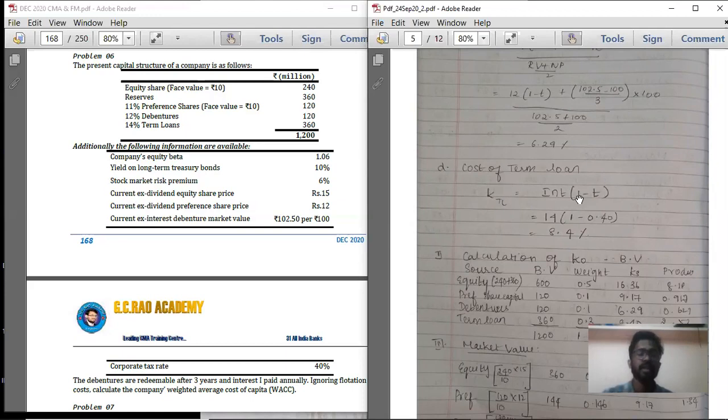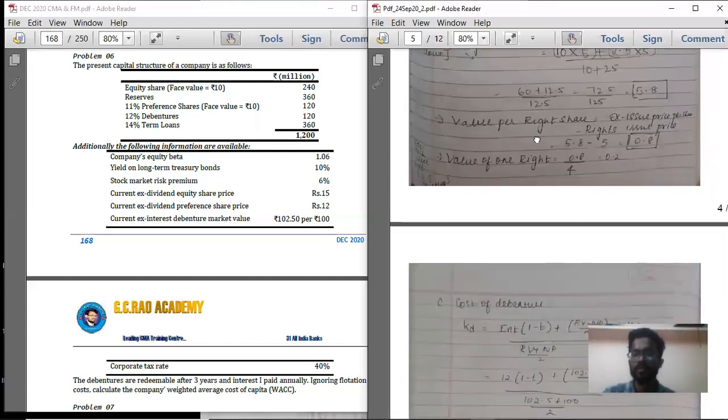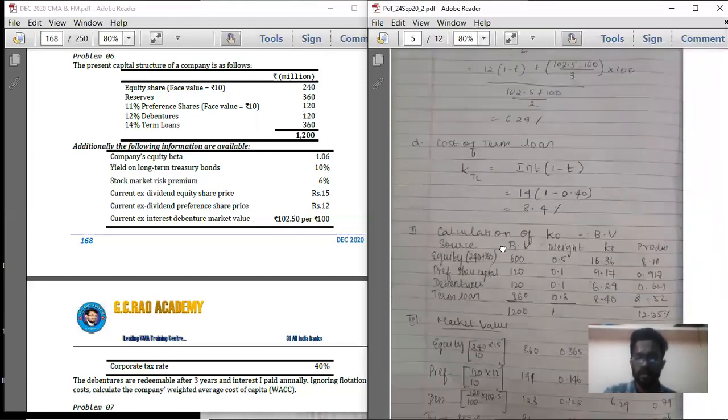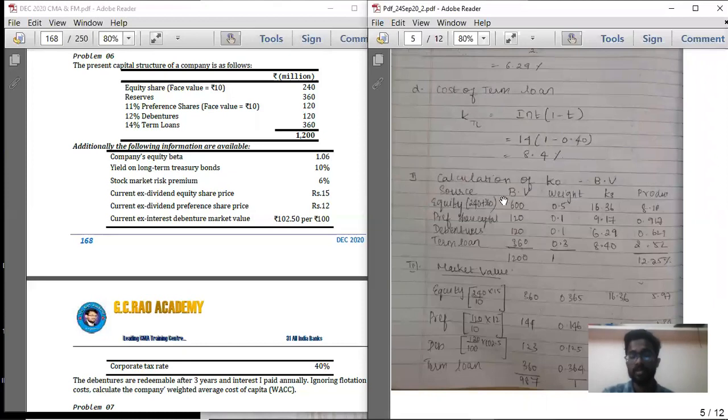You should always calculate using 100, that is 1 rupee. For every 1 rupee, you are going to get 14. So interest is 14%, is 14. So that is how you should calculate the per unit value. Okay, done. So here cost of term loan is 8.4%, cost of debentures is 6.29%, cost of preference share capital we have calculated 9.17%, and equity we have calculated 16.36%.